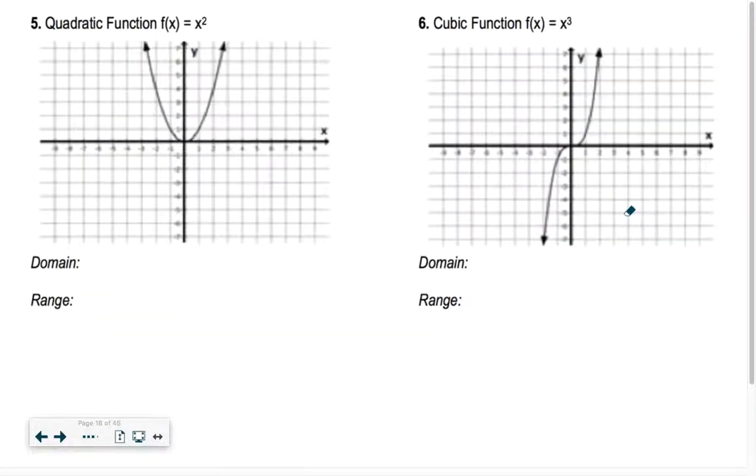The quadratic function. We should all know this one. Do you guys all know what y equals x squared looks like? I really hope. Okay, so its domain is negative infinity to infinity. Its range is bracket 0 to infinity. Cubic function, we feel pretty good with that one probably too. So that's going to be negative infinity to infinity, and its range is negative infinity to infinity.